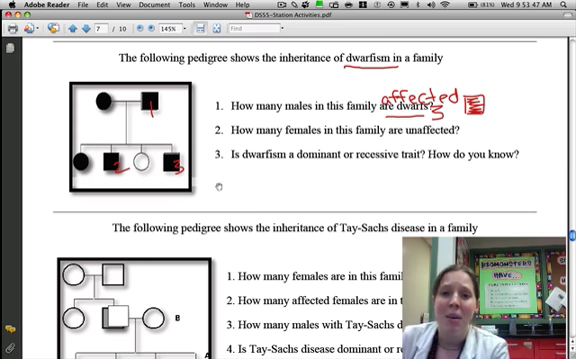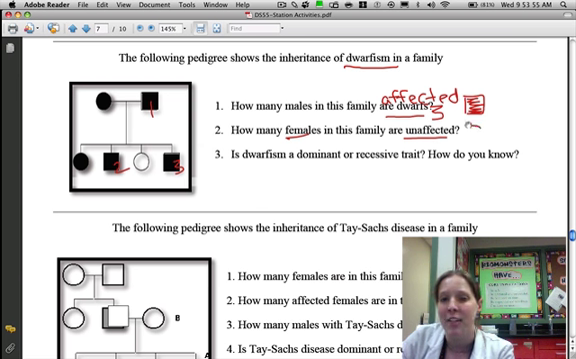Number 2 says how many females in this family are unaffected, are not dwarfs. So again, if I look up at my key, I know that females who are unaffected have a circle that is not shaded in. And if I look at my pedigree, I see only 1 circle that isn't shaded in. So the answer to this question will be 1.